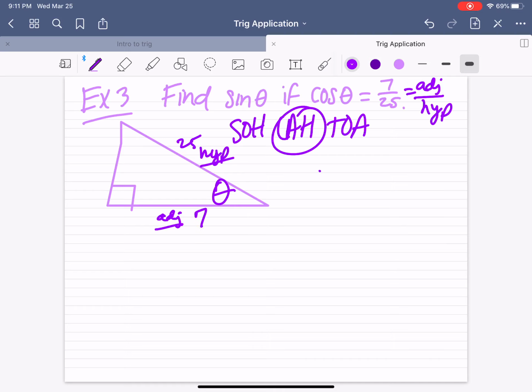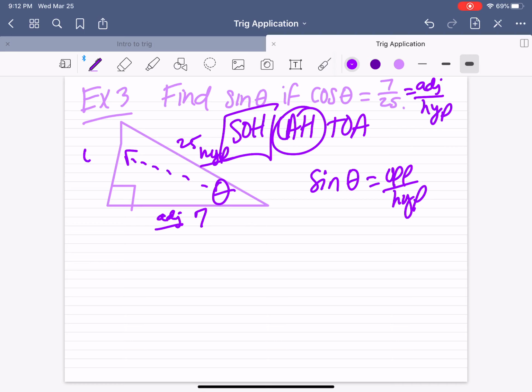Now, the question is asking for the sine of theta. And you already know that the sine of theta is opposite over hypotenuse. And of course, we're missing the opposite. So let's find it using the Pythagorean theorem.